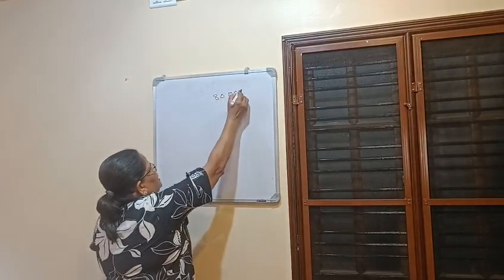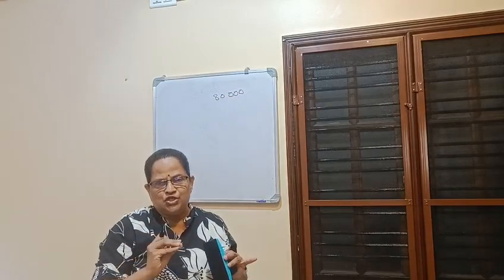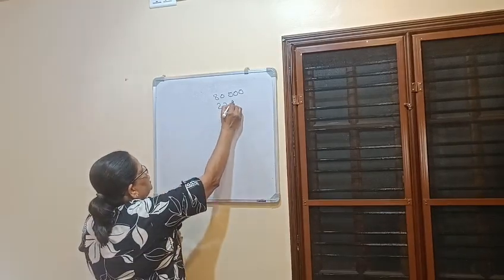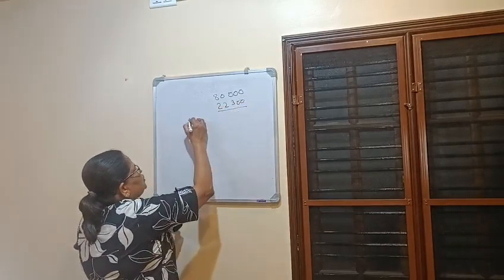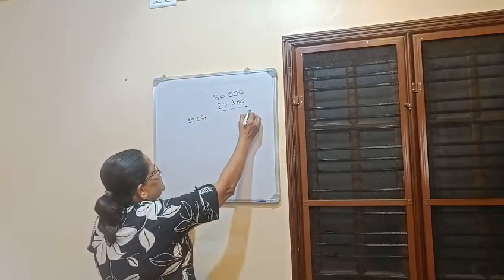For the second plot, we will do the capital gain. He sold it for 80,000. Now no indexing since it is short term. Cost of purchase 22,300. So the short-term capital gain value is 57,700.